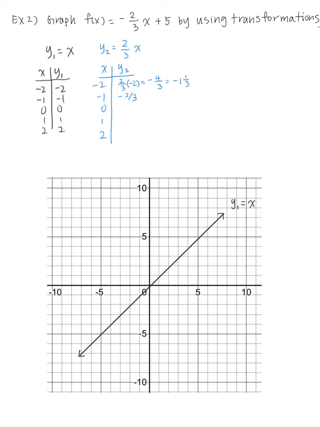And when x is 0, this is going to go to 0. When x is 1, this is going to become 2/3. And then when x is 2, this is going to become 4/3, which is the same thing as 1 and 1/3. When x is -2, y is -1/3, right?